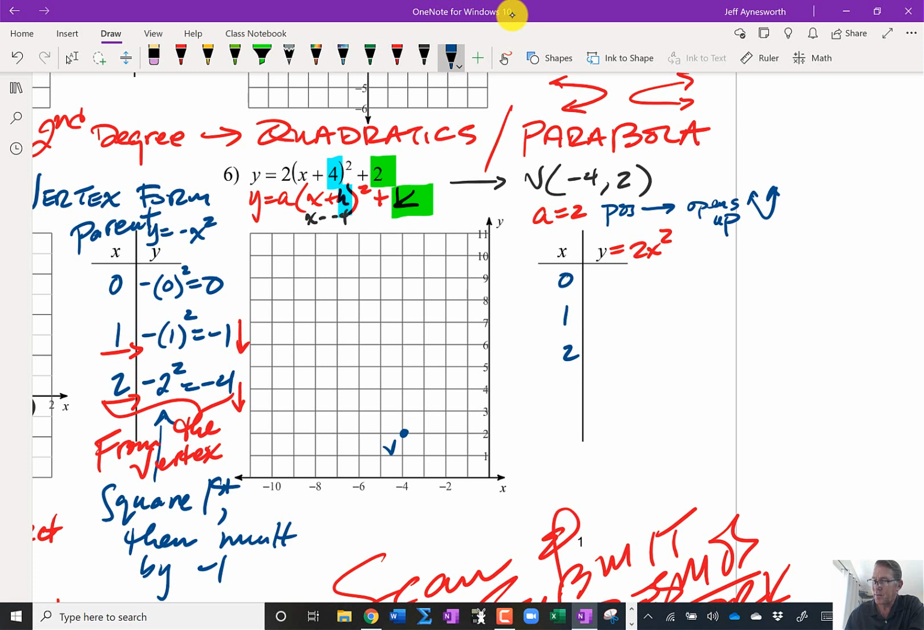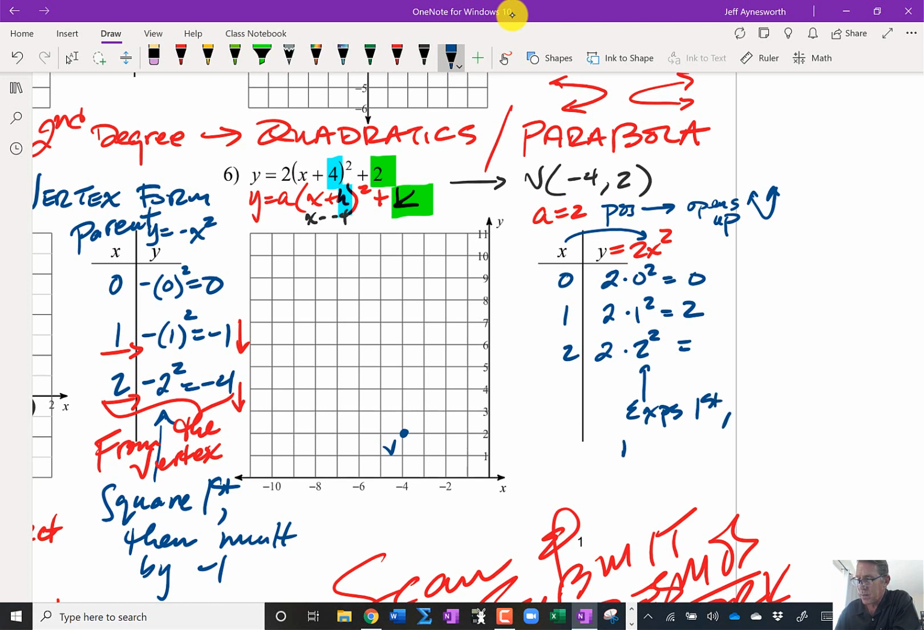So we have to substitute these in the function. So 2 times 0 squared, well, that's 0. 2 times 1 squared. 1 squared is 1, times 2 is 2. 2 times 2 squared. You always evaluate exponents first, then multiply. Okay, exponents first, then multiply. Make sure you follow the order of operations. So 2 squared is 4, times 2 is 8. So what I need to do is go right 1 up 2 from the vertex, right 2 up 8 from the vertex.